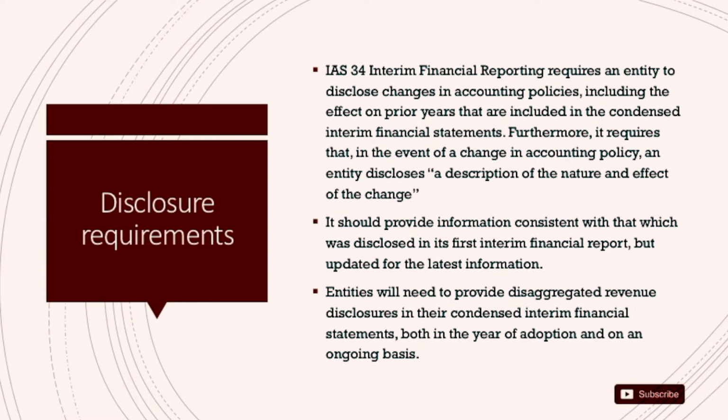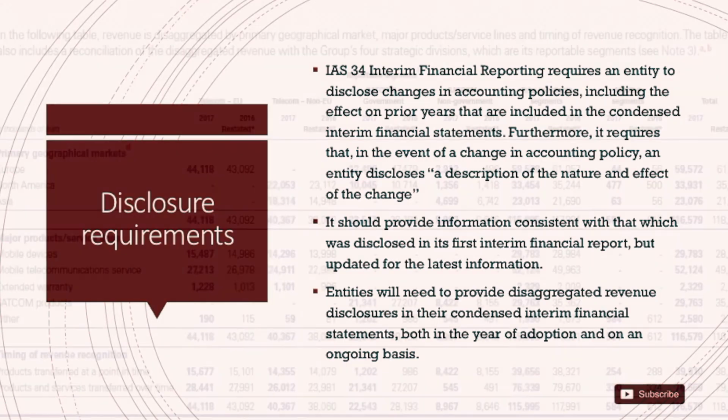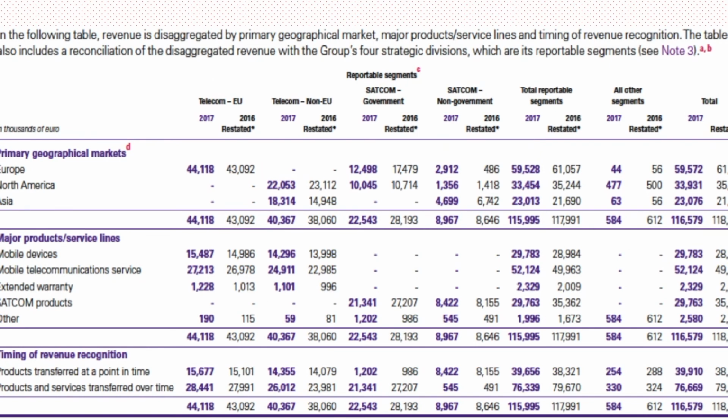The third point is the entity will need to provide disaggregated revenue disclosures in the interim financials, both for the year of adoption and on an ongoing basis. So I will go through an illustrative example. This is basically an example of disaggregated revenue. It's coming from geographical markets: Europe, North America, Asia, and based on product line as well: mobile devices, communications, and satcom products.